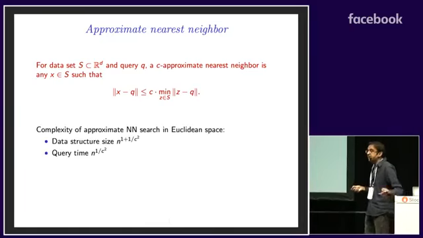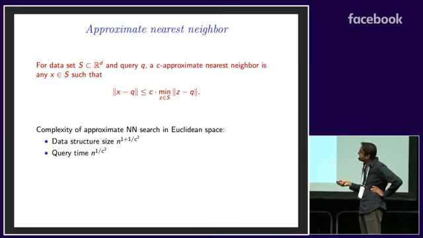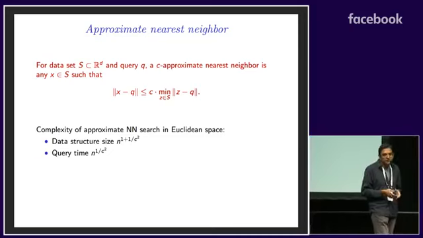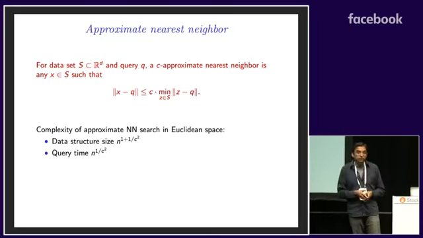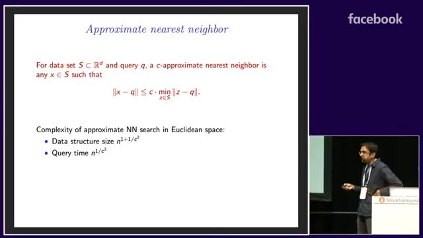And what they've been able to show is that if you're doing nearest neighbor search in Euclidean space, you can get a query time of n to the 1 over c squared and a data structure size of n to the 1 plus 1 over c squared. So let's say you're doing 2 approximate nearest neighbor. You get a query time of n to the quarter, and you get a data structure size of n to the 1.25, n to the 5 fourths.